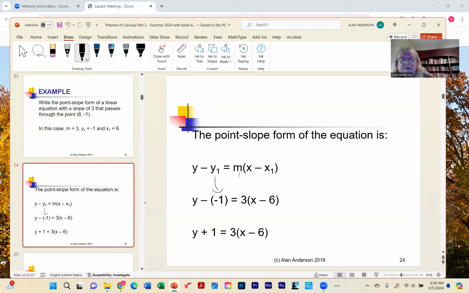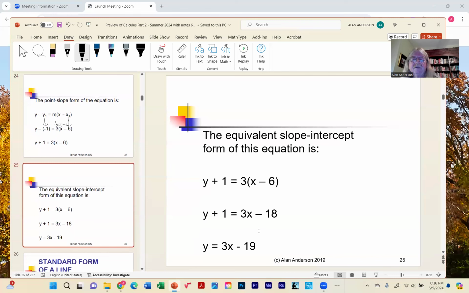All right, so we make some substitutions. Now, of course, we can do some algebra. Y minus -1 is y plus 1. Here we distribute the 3 across the x and -6 to give us, on the next slide, y plus 1 equals 3x minus 18, or finally, when we're done, we have y equals 3x minus 19. Excellent.